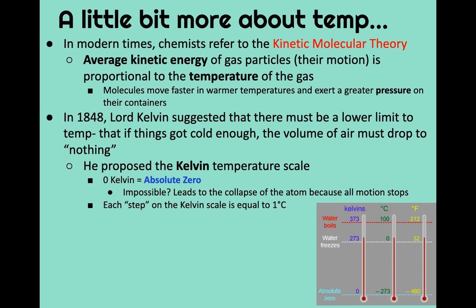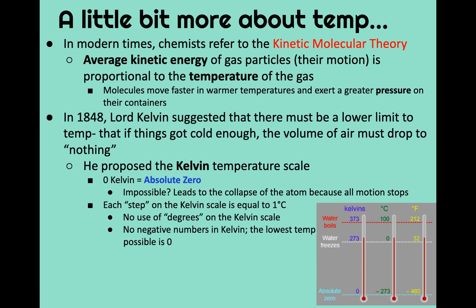Now let me tell you a couple other things about the Kelvin and the Celsius scale. The way that Lord Kelvin set up his scale, each step on the scale was equivalent to 1 degree Celsius. However, the Kelvin scale doesn't use the term degrees. So when I write 60 degrees Celsius, I have that little degree sign, but if it is 273 Kelvin, I don't put any kind of degree sign. There are also no negative numbers in Kelvin. The lowest temperature that is possible is zero. That's absolute zero. You can never get colder than that, so there are no negative numbers.